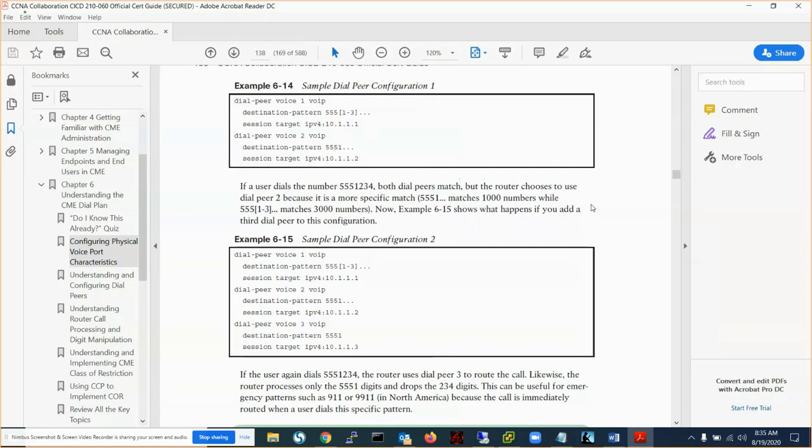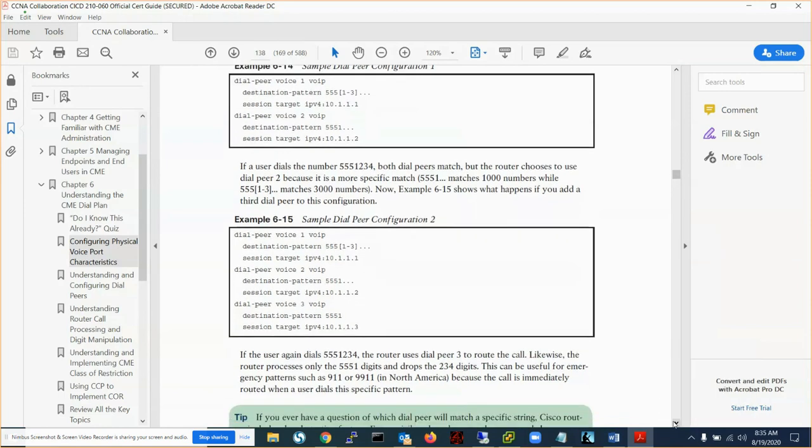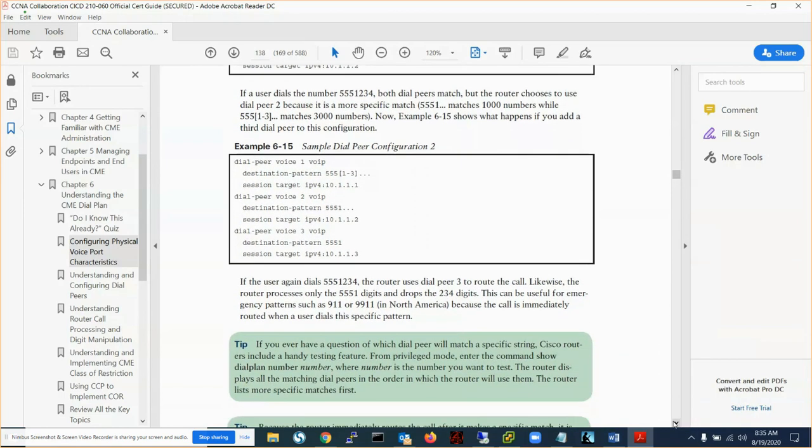So now example 6-15 shows what happens if you add the third dial peer to this configuration. Let me see the third dial peer here. The first one is the same, the second one is the same, and the third one is the same. So you realize what will happen here now? If you press 5551, it matches all three dial peers.